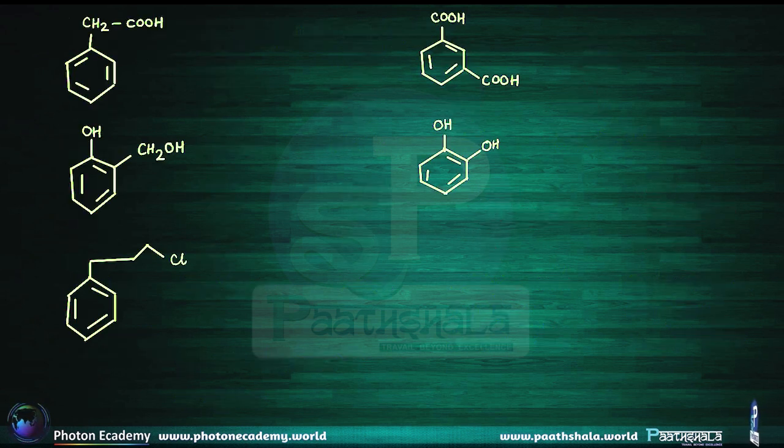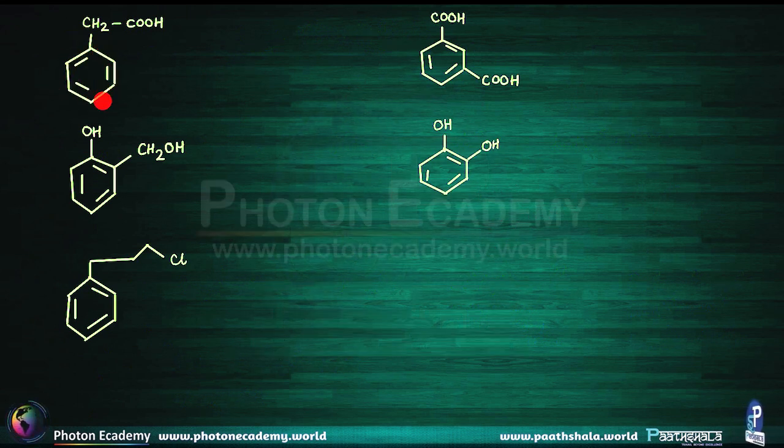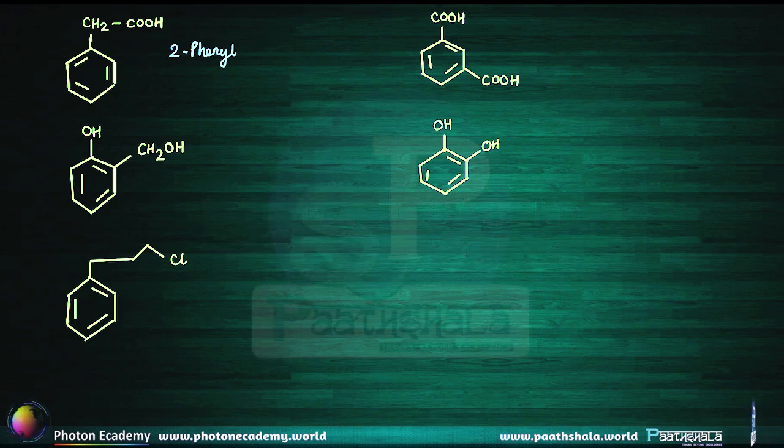If we look over here in this first one, we notice that this is the benzene ring present over here. And we have CH2 and COOH group attached to this, and therefore we call this 2-phenyl ethanoic acid. So how did we get this name now?